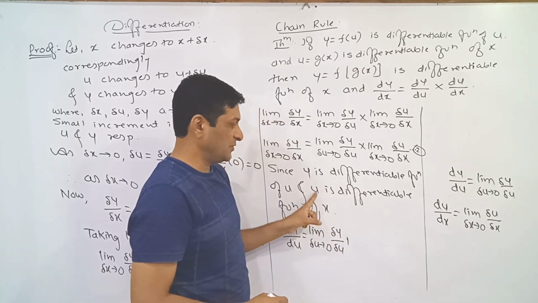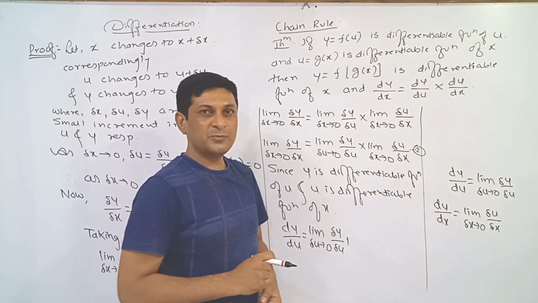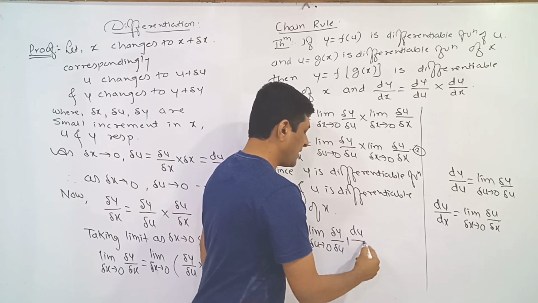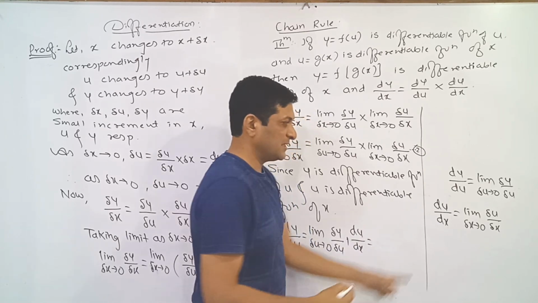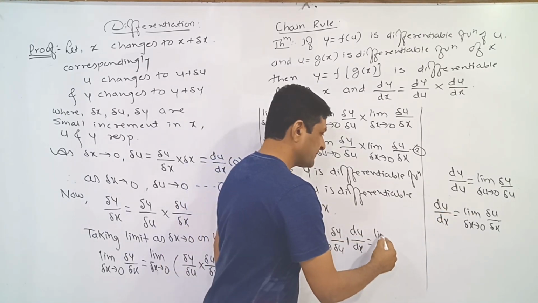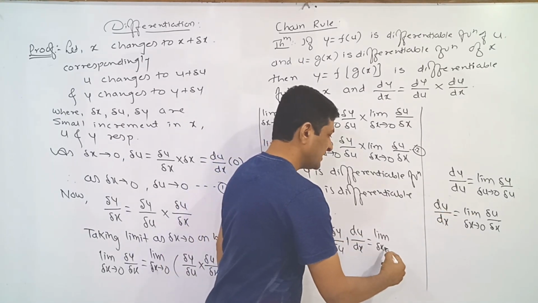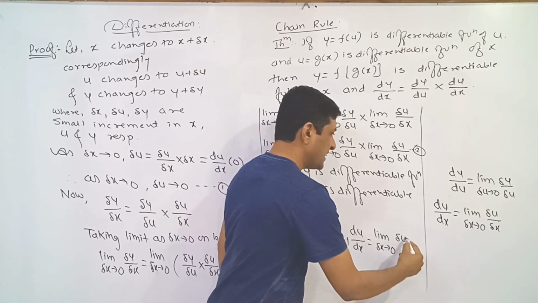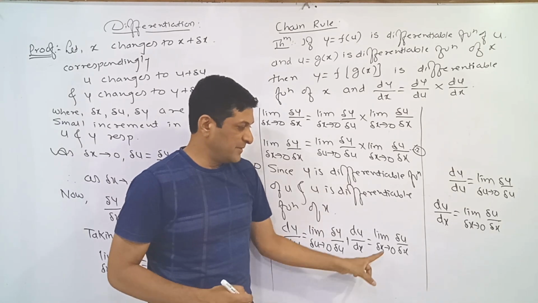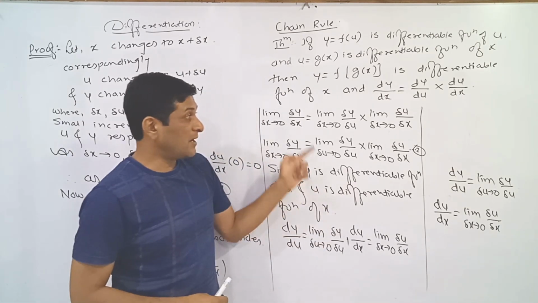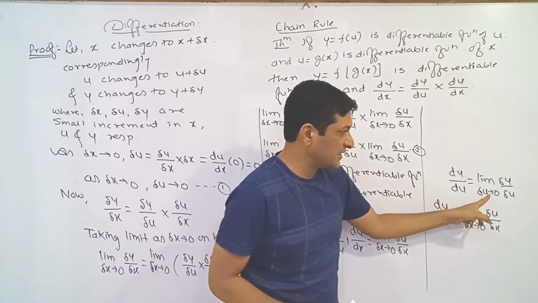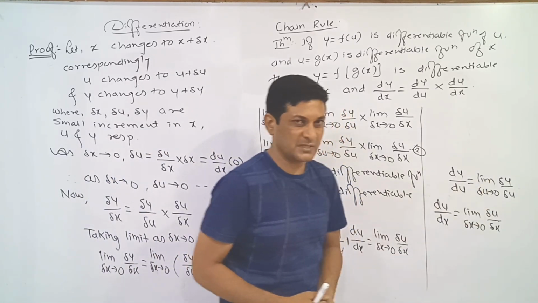And the second given condition: u is a differentiable function of x. If u is a differentiable function of x, then it is denoted by du upon dx. And we have just seen that if this function is differentiable, then which limit exists? Limit delta x tends to 0, delta u upon delta x. Now, if you observe here, limit delta x is there, but according to this first given condition, sorry, here limit delta u is there.